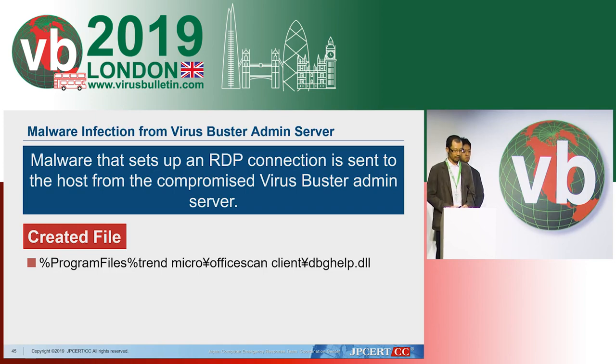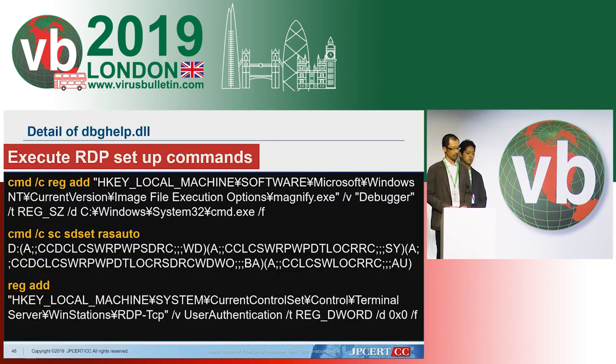If the Virus Buster admin server is compromised, a DLL file is distributed to clients. This DLL sets up an RDP connection. This is an example of the RDP setup command. It executes a command to change the registry and forcibly enable RDP connections from a remote host.